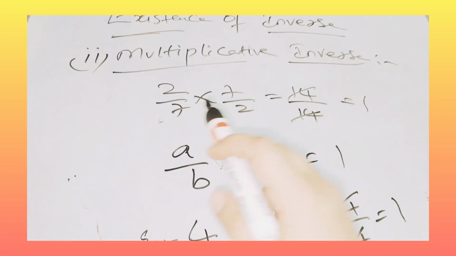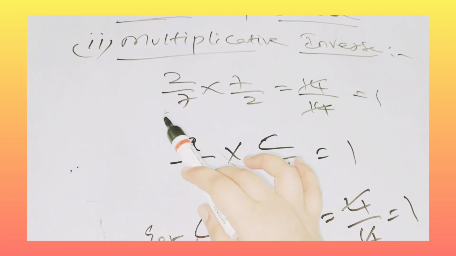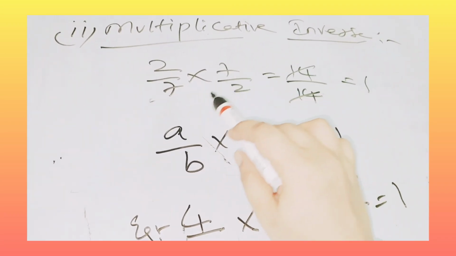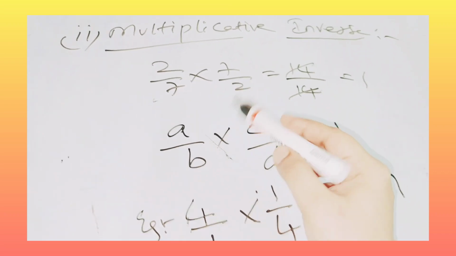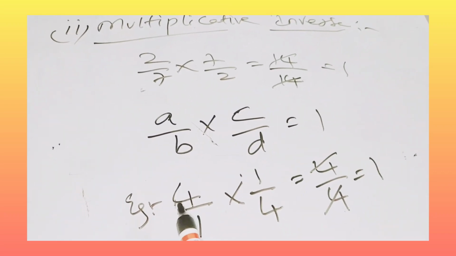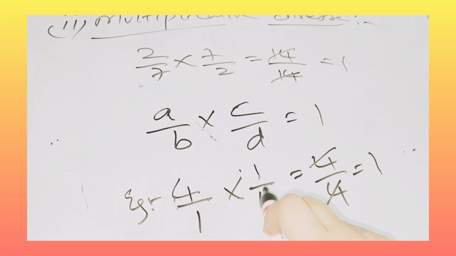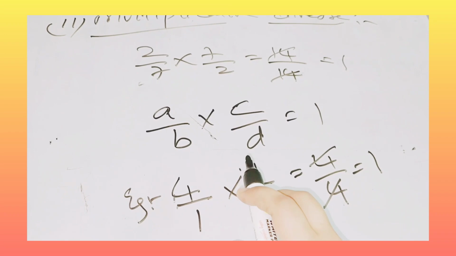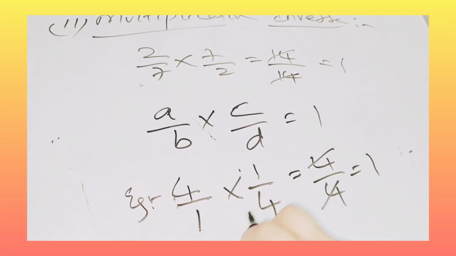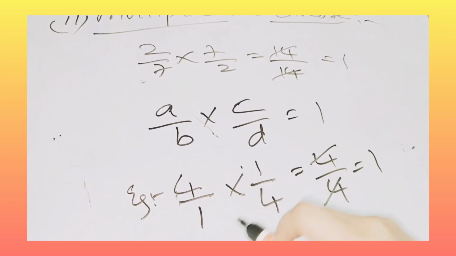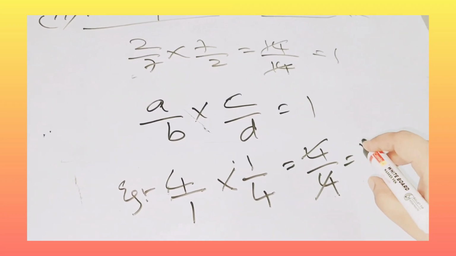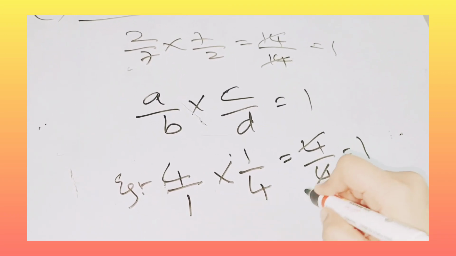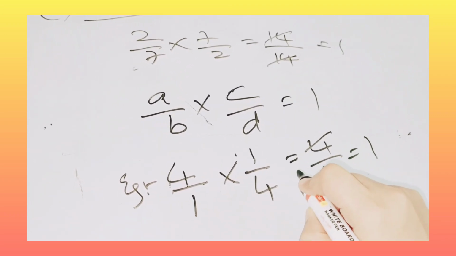Multiplicative inverse: any two rational numbers whose product is 1 are called the multiplicative inverse of each other. For example, if we are taking 4 here, we can write 4 as 4 by 1 into 1 by 4. You have to take the reciprocal of it; make the denominator the numerator and the numerator the denominator. 4 ones are 4, 1 fours are 4, so the product is 1. Therefore the numbers 4 and 1 by 4 are the multiplicative inverse or the reciprocal of each other.